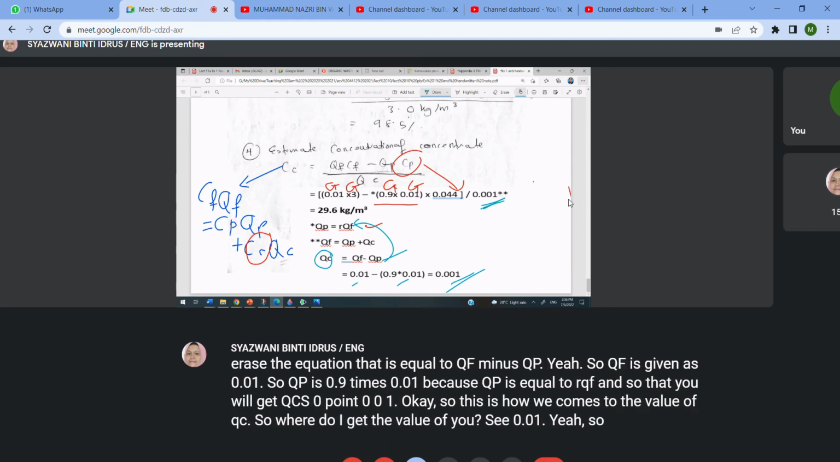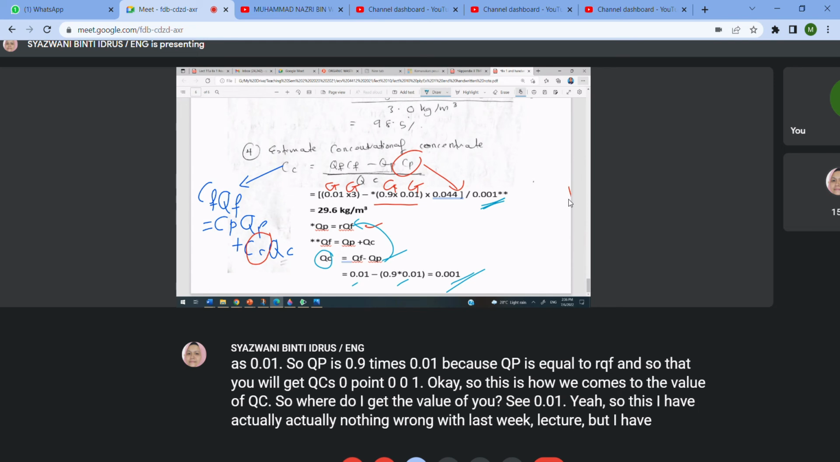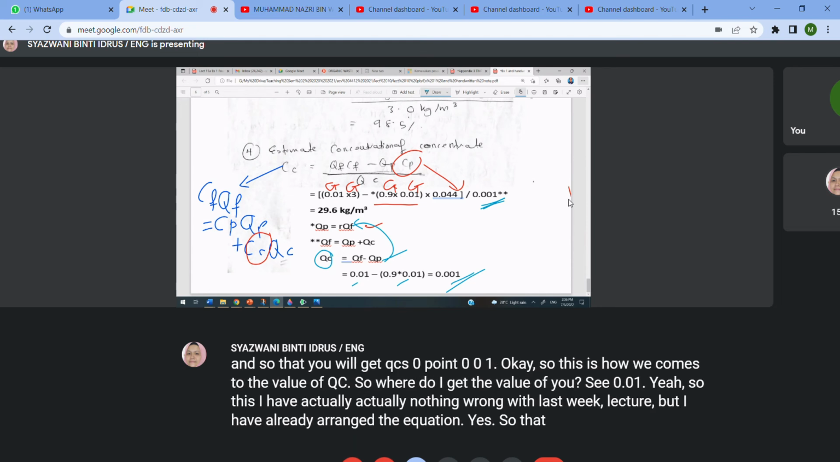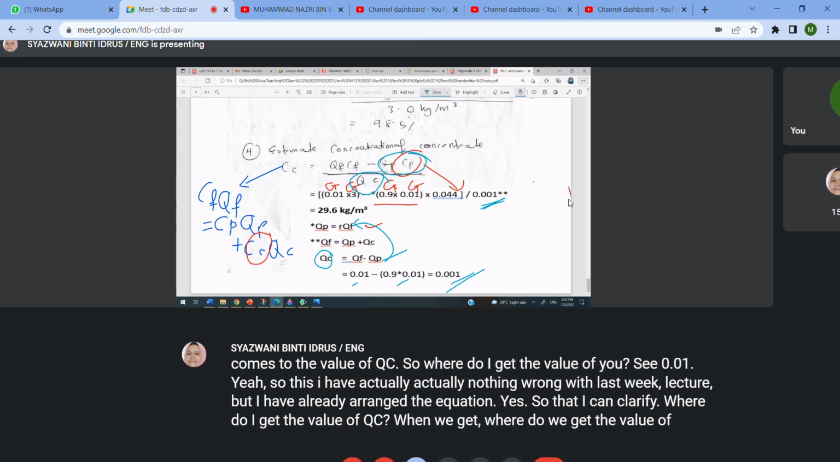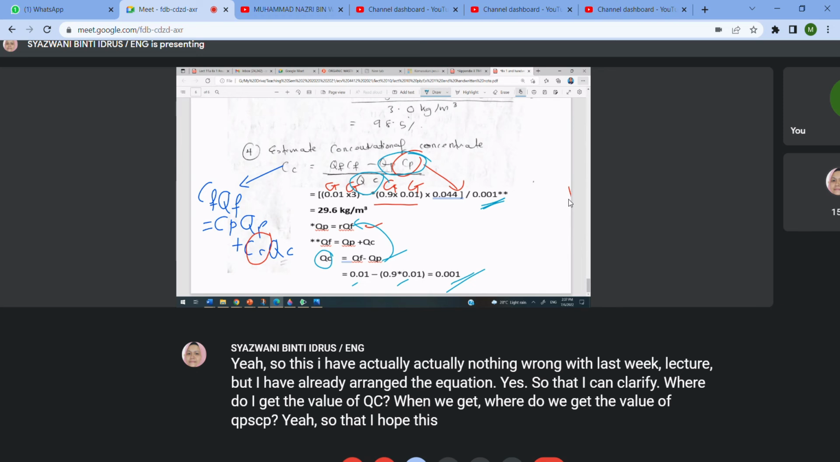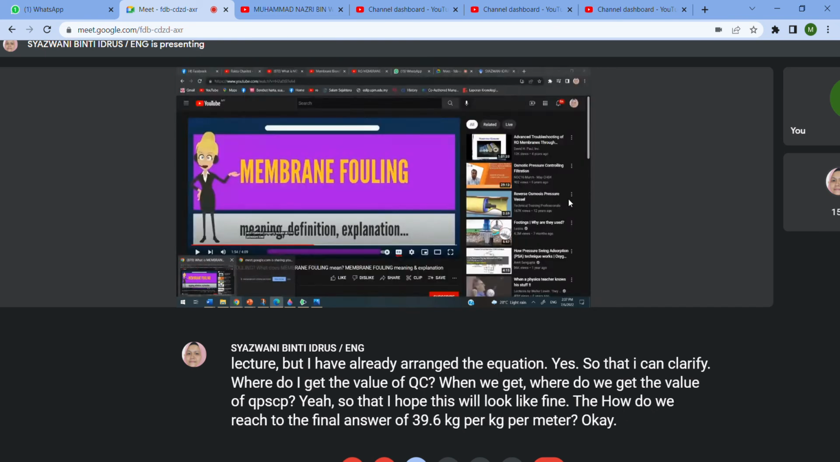So that's all. There was actually nothing wrong with last week's lecture, but I have rearranged the equation so that I can clarify where we get the value of QC, where we get the value of QP and CP. I hope this will clarify how we reach the final answer of 39.6 kg per meter cube. Okay, all right.